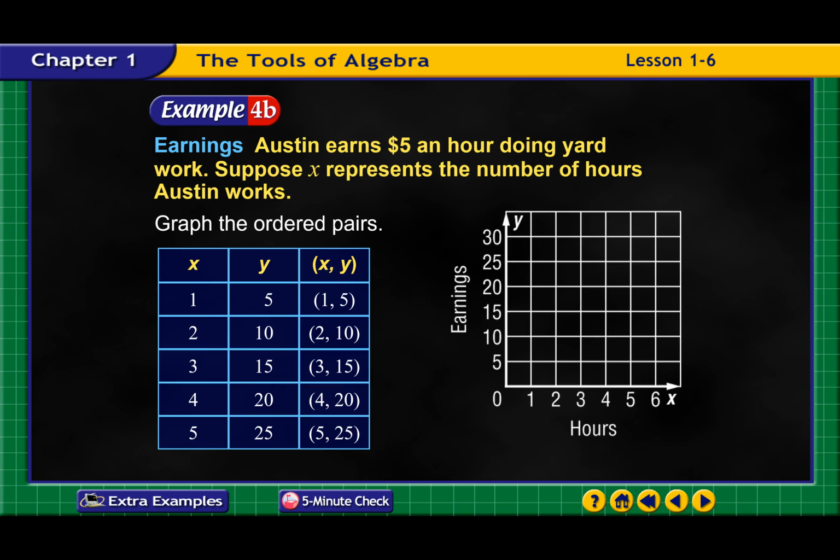All right, so suppose the X represents these hours. Let's now graph these ordered pairs. So we're just looking at these here. So we're (1, 5). Oh, we probably should think about how we're going to do these. So hours we're going to put on the bottom. How much they earn is going to go on the left. And since it's in multiples of 5, we're going to make each tick mark be 5. 5, 10, 15, 20, 25.